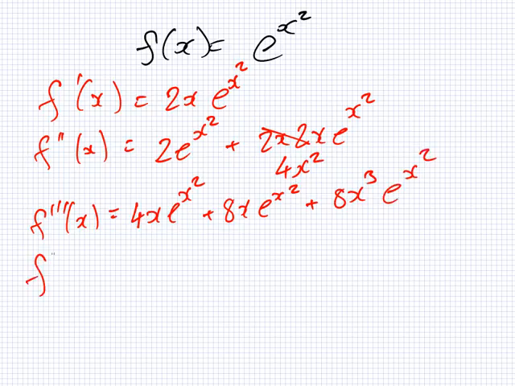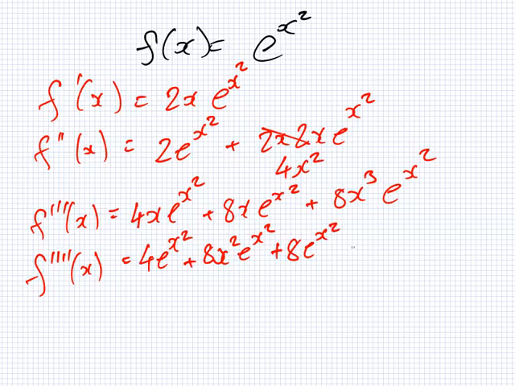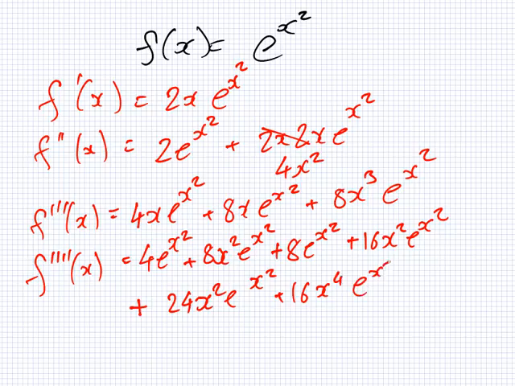And then finally the 4th derivative would be product rule again: 4e^(x squared) plus 8x squared e^(x squared) plus 8e^(x squared) plus 16x squared e^(x squared) plus 24x squared e^(x squared) plus 16x to the 4 e^(x squared). Now what's the biggest this can be between 0 and 1?